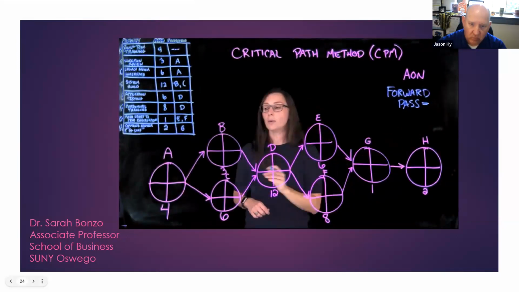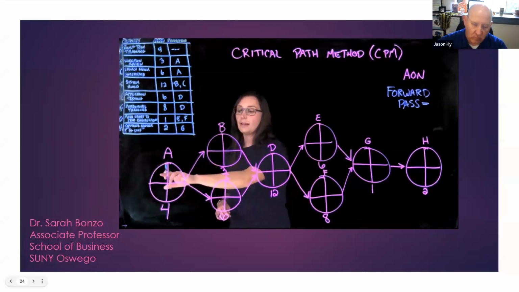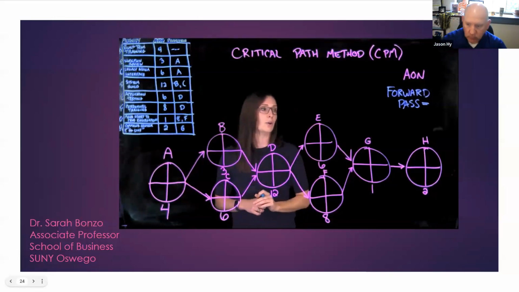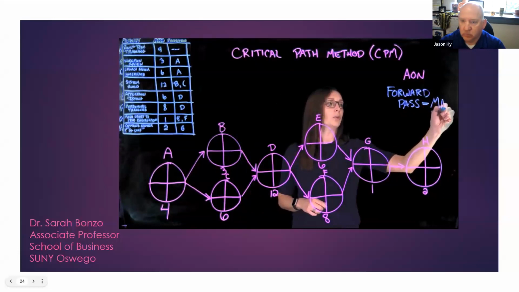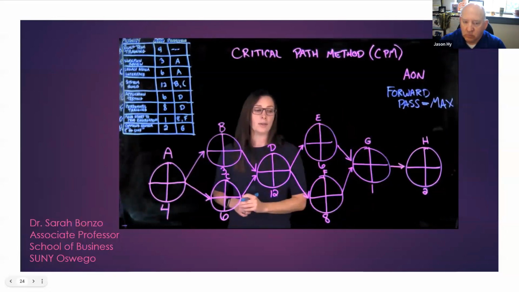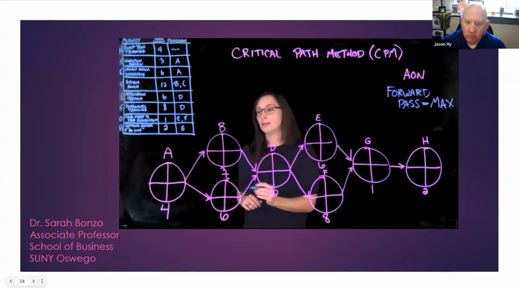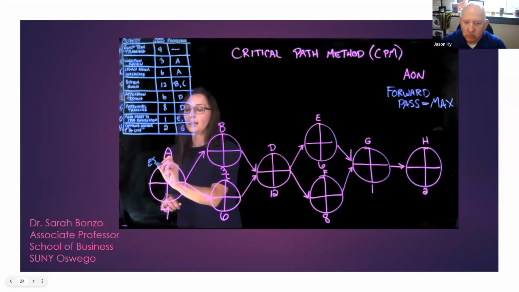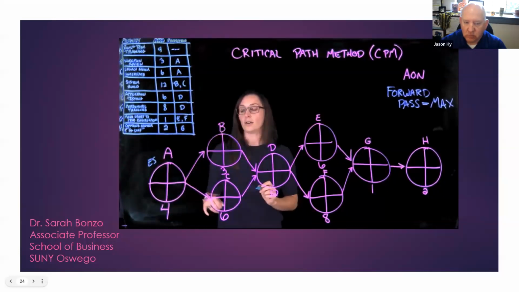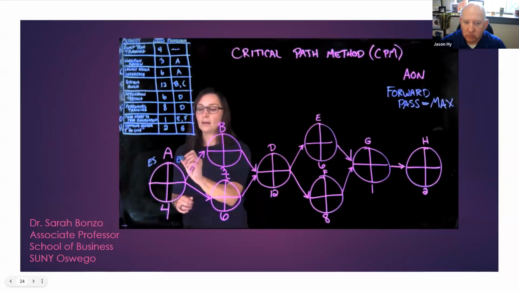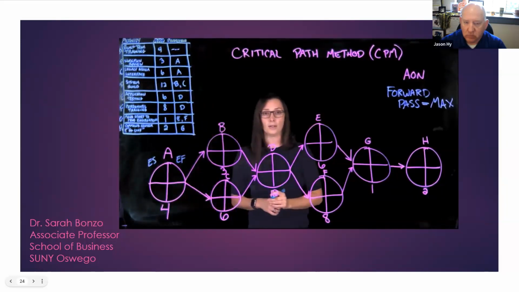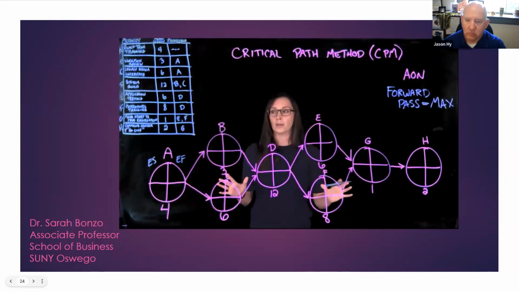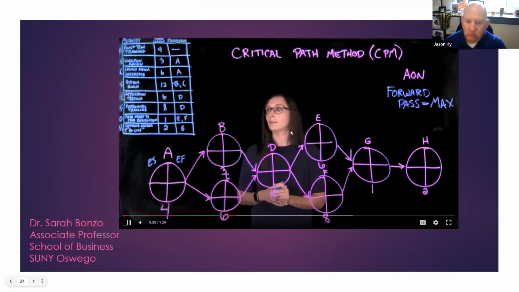And here, when we do the forward pass, we're going to be filling out the top 2 quadrants in each node, and we're going to use a max rule to help us fill them out. This is going to be the earliest start time of this activity, and this is going to be the earliest possible time we can finish this activity. So let's walk through this. It will make more sense once we actually walk through it.